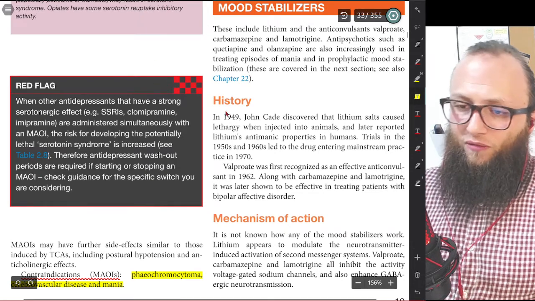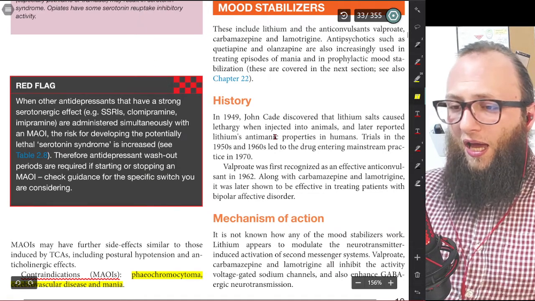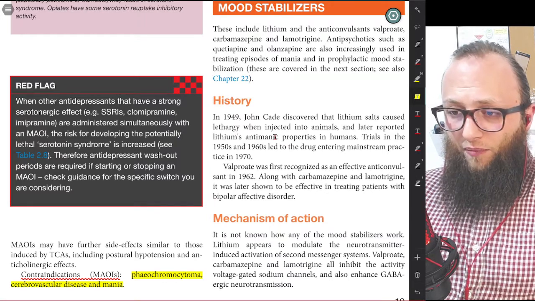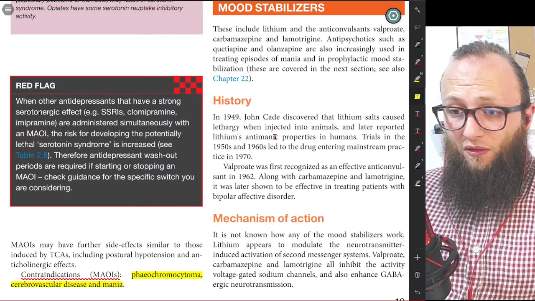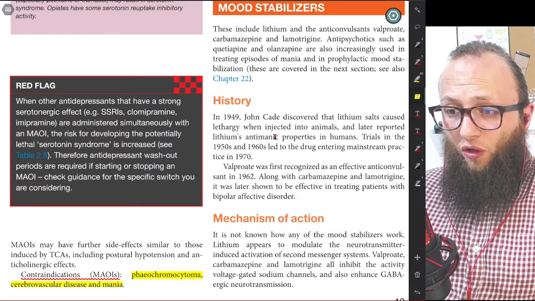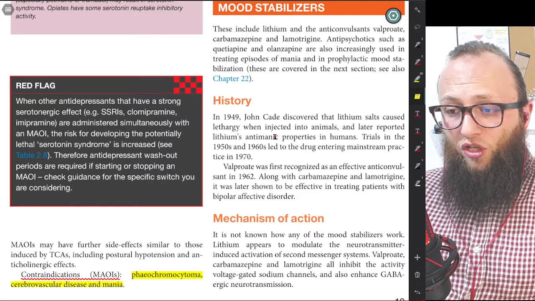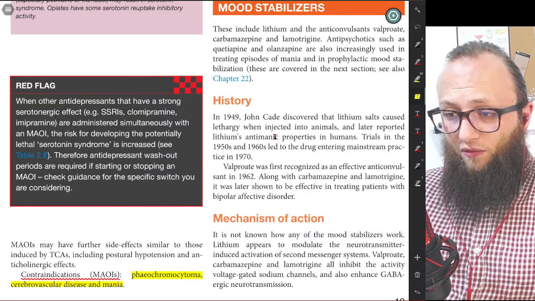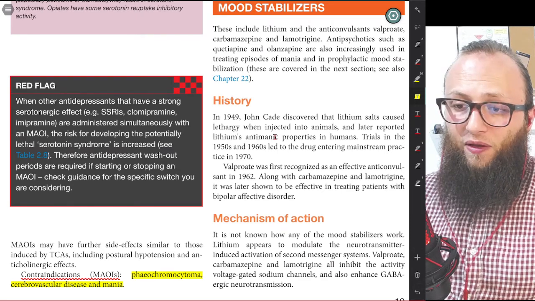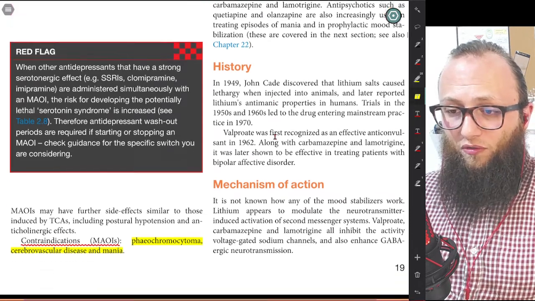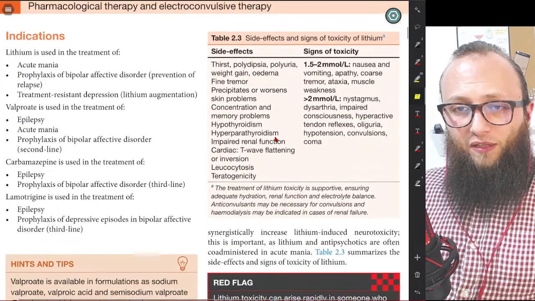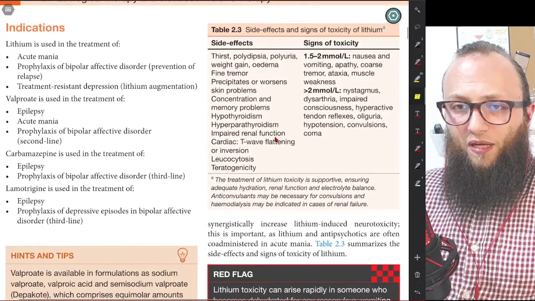Mechanism of action. It's not known how any of the mood stabilizers work. Lithium appears to modulate the neurotransmitter-induced activation of second messenger systems. Valproate, carbamazepine, and lamotrigine all inhibit the activity of voltage-gated sodium channels and also enhance GABAergic neurotransmission. This is in general. What are the indications for mood stabilizers?